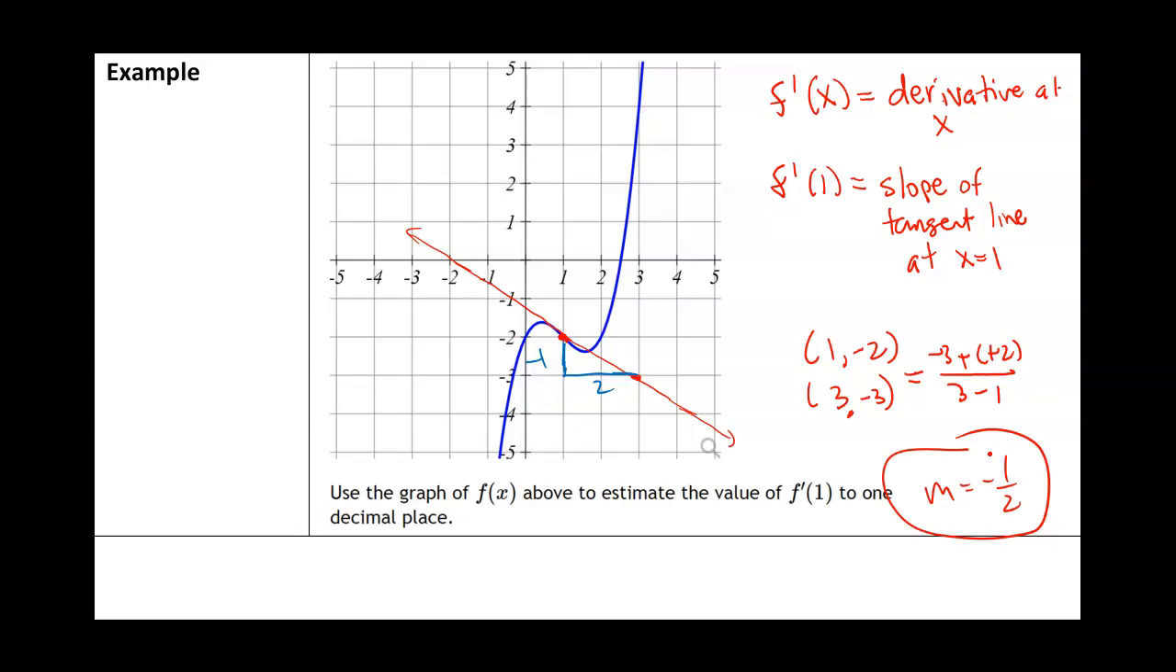So when you see the notation f prime of x, that is going to be the derivative at x. And what is the derivative? The derivative is simply the slope of the tangent line at any given point. So f prime of 1 is the derivative of the function f at 1, which is the slope of the tangent line when x equals 1. And that's given by this red line.